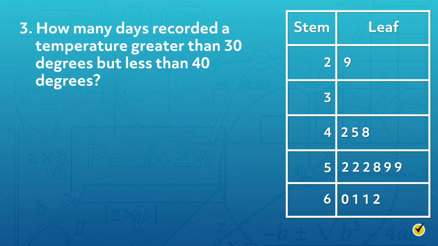How many days recorded a temperature greater than 30 degrees but less than 40 degrees? A number greater than 30 but less than 40 must be in the 30s. Therefore, it must have a stem of 3. Looking at the table shown, there are no digits in the leaf column for a stem of 3. In other words, no recorded temperatures were in the 30s. Therefore, no days recorded a temperature greater than 30 degrees but less than 40 degrees.